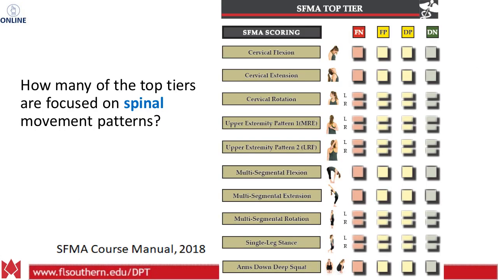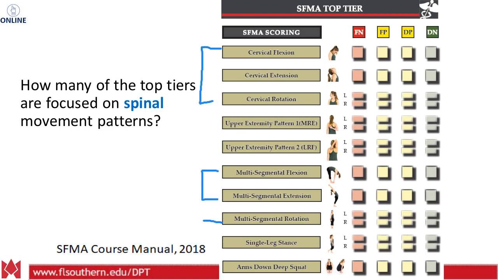Now, speaking about the Selective Functional Movement Assessment, the SFMA, a little bit, you know that there's the top tier of 10 movements, and the question, how many of the top tiers are focused on spinal movement patterns? So if you look at this, obviously the first 3 are, so you have 3 there for cervical flexion, extension, and rotation, and then you also have multi-segmental flexion and extension, and then you have multi-segmental rotation.